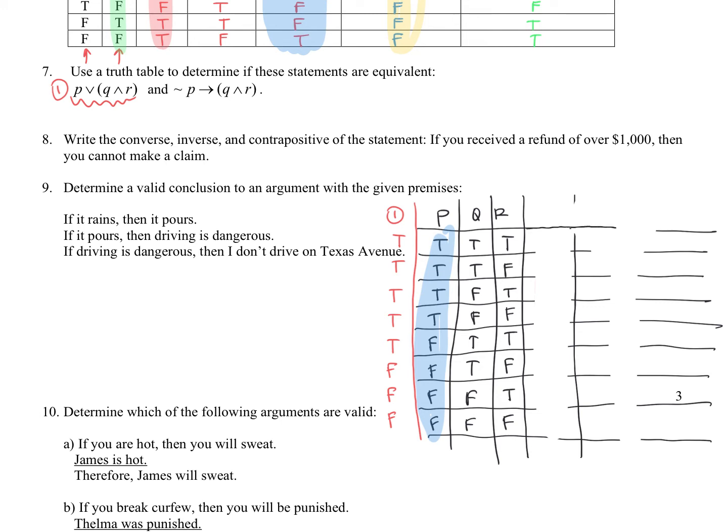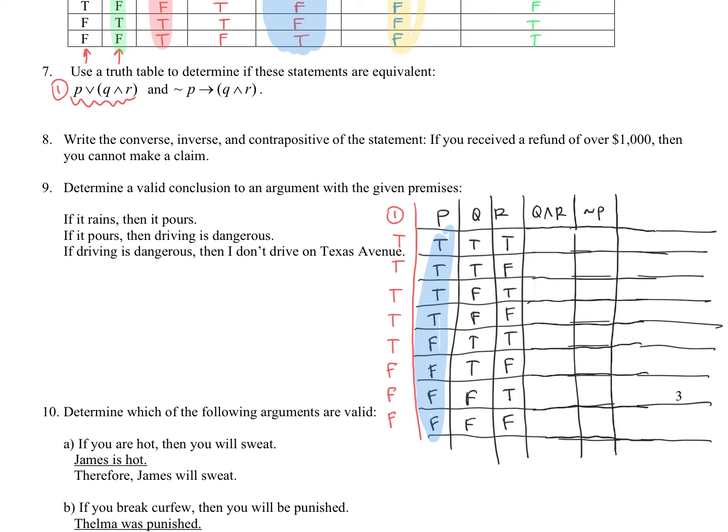All right, so now let's see what I need to do for the second one. All right, so the second one, we'll start with what's in parentheses again. So that's going to be Q and R. I should have paid attention to that because that's the same thing I already had there. And then we're going to have not P. And then we will have not P implies Q and R. All right, so not P, well, let's just go back to Q and R.